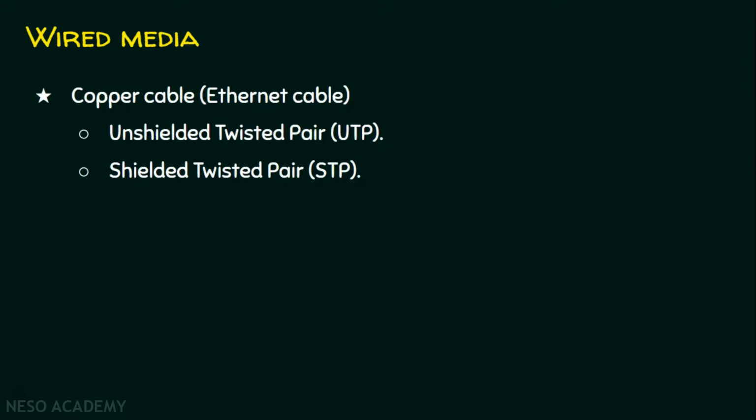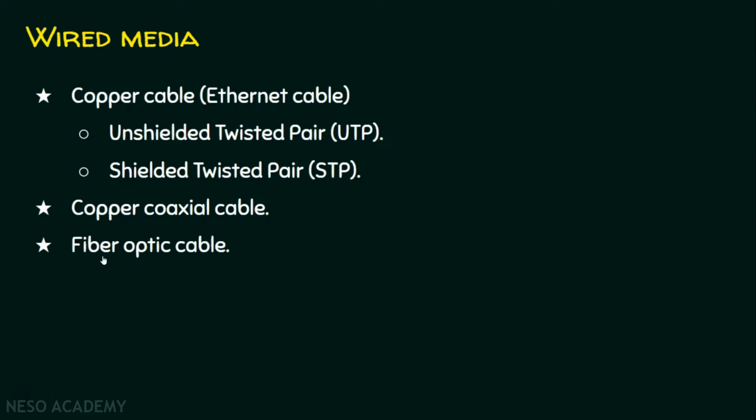And we have copper coaxial cables as well, where this coaxial cable is mainly for audio communication and video communication, and we are not going to talk about this coaxial cable in this lecture. And the final cable that we would like to address is the fiber optic cable, which is very powerful. So we have copper Ethernet cable, copper coaxial cable, and fiber optic cable. We will start with the Ethernet cable, which is an example of a copper cable.